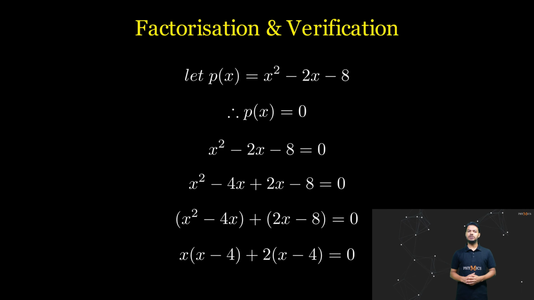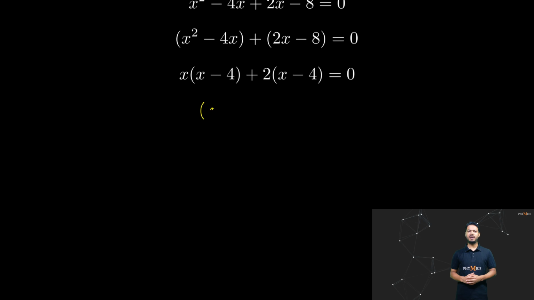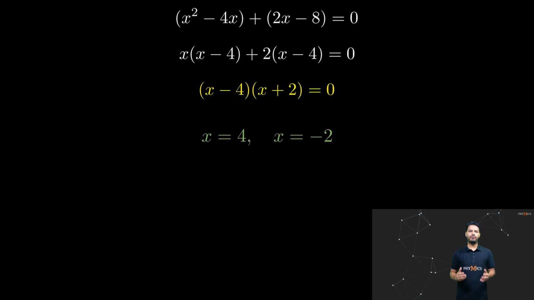In case the signs do not match, the common factor with negative sign is considered. Now taking x minus 4 as common factor from both the groups, we get (x minus 4)(x plus 2) equals 0. Since anything multiplied by 0 is 0, equating each factor to 0, we get x equals 4 and x equals minus 2.